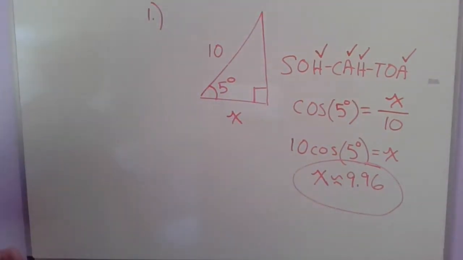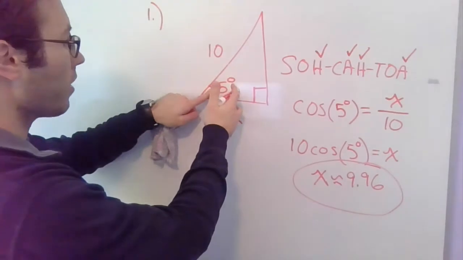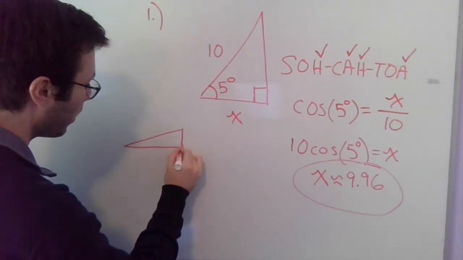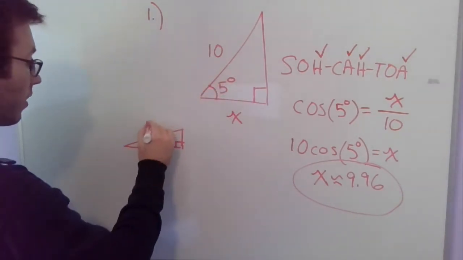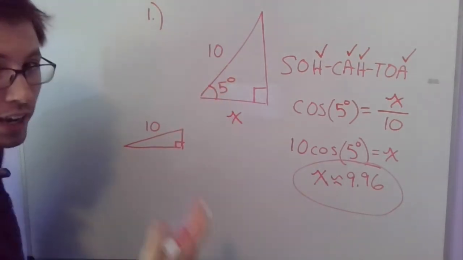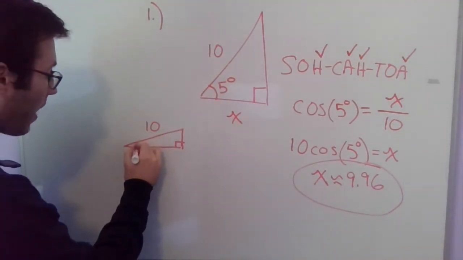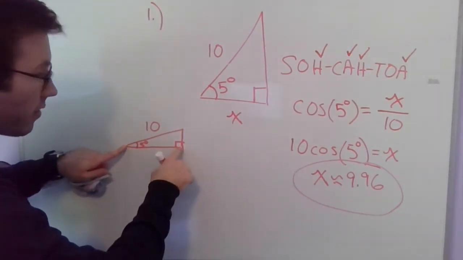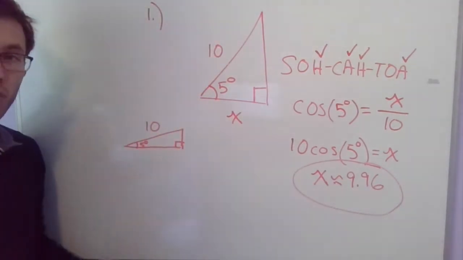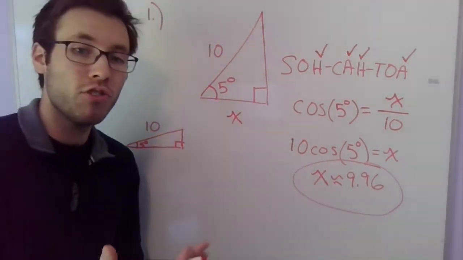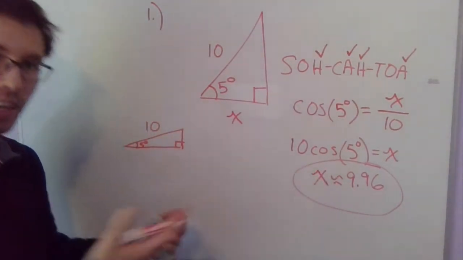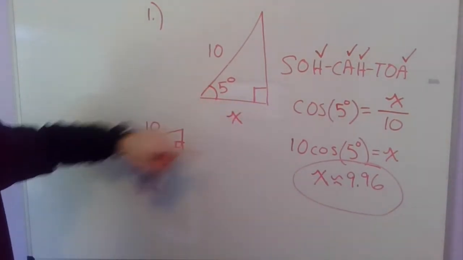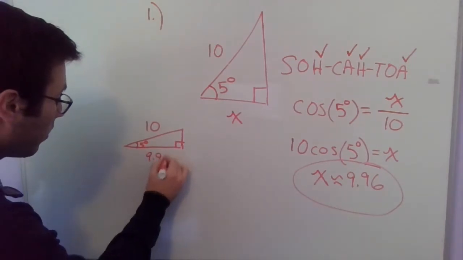Now, does that make sense in context to this problem? If we look at this triangle here, 5 degrees looks like this. It's really smushed down. Here is my hypotenuse. It's 10. It's always going to be the biggest side, as a means of checking your work. This 5 degrees is a small angle. Notice this side right here is about the distance of this side, so this value should make sense. Whenever you're done with the problem, go back and check your work and make sure it makes sense as to what the numbers are actually saying. So if this was 10 feet, this would be about 9.96 feet right here.